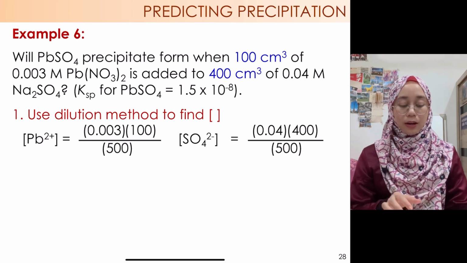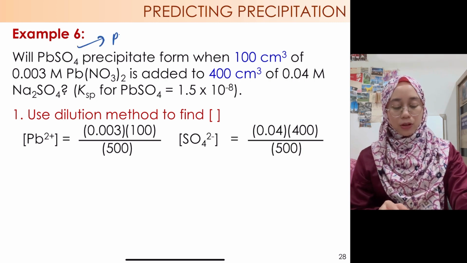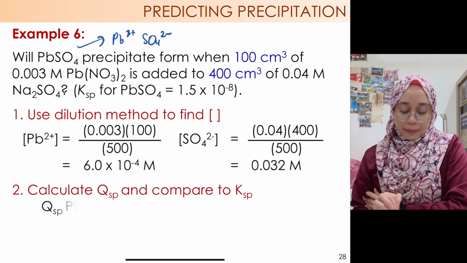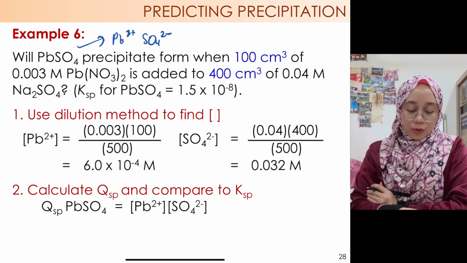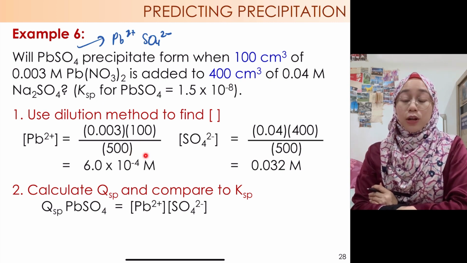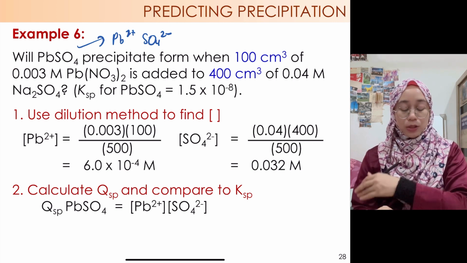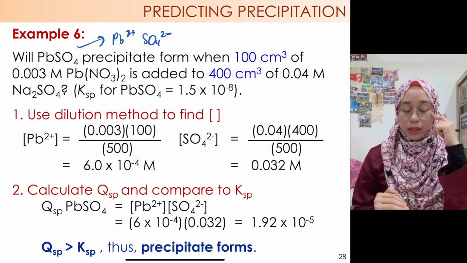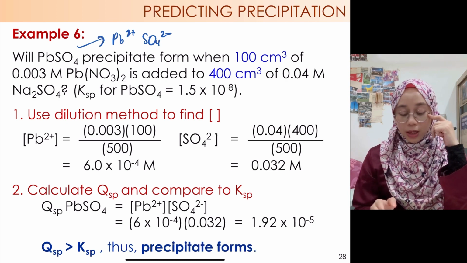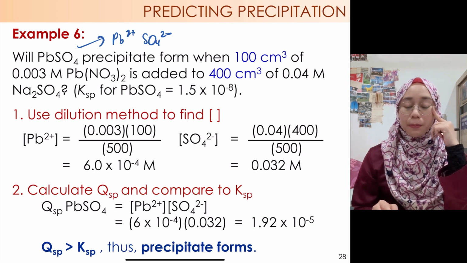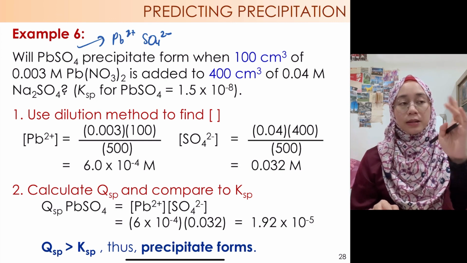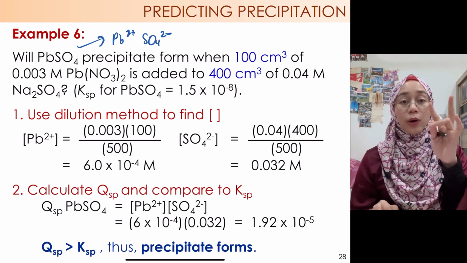In this case, ions yang kita nak fokuskan adalah daripada Pb ni of course Pb2+, and then daripada SO4 pula SO4 2-. Dapatlah new concentration kat situ, whereby kena guna the new volume. 100 tambah dengan 400 dapat 500 kat sini. So now kita masukkan dalam QSP punya expression class. We get 1.92 exponent -5. Bila kita compare dengan KSP, it is larger than KSP, thus precipitate forms for PbSO4 then. So example 5, example 6 very easy because dia punya mole ratio adalah 1:1.